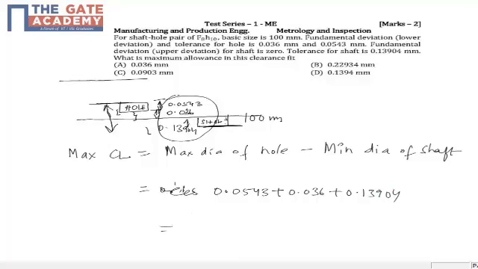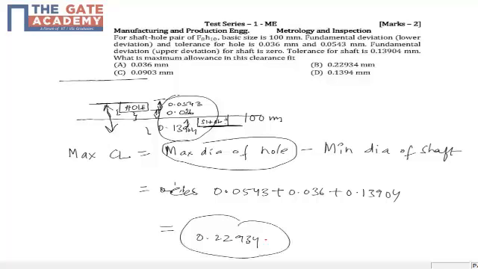Now you can do it the other way also. You can get the maximum diameter for the hole, that will be 100 plus all these terms, minus the minimum diameter of the shaft, which will be 100 minus 0.13904. Ultimately these three values get added, the 100 gets cancelled, and this value is 0.22934. So the answer for this is B.